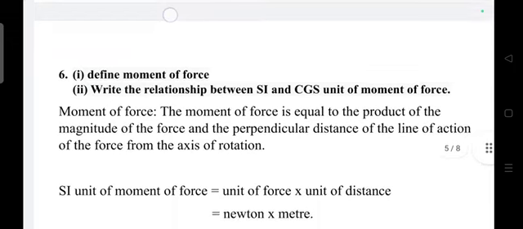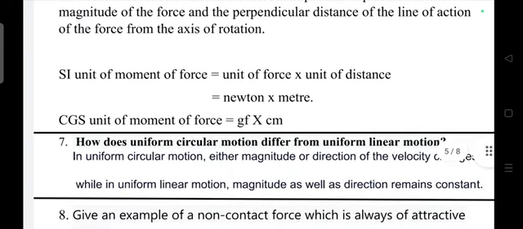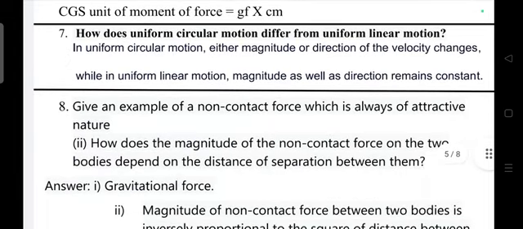Next question, define moment of force. The moment of force is equal to the product of the magnitude of the force and the perpendicular distance of the line of action of the force from the axis of rotation. Now the SI unit and CGS unit. The SI unit of moment of force is Newton meter. The CGS unit of moment of force is gf centimeter, that is dyne centimeter. Next question, how does uniform circular motion differ from uniform linear motion?